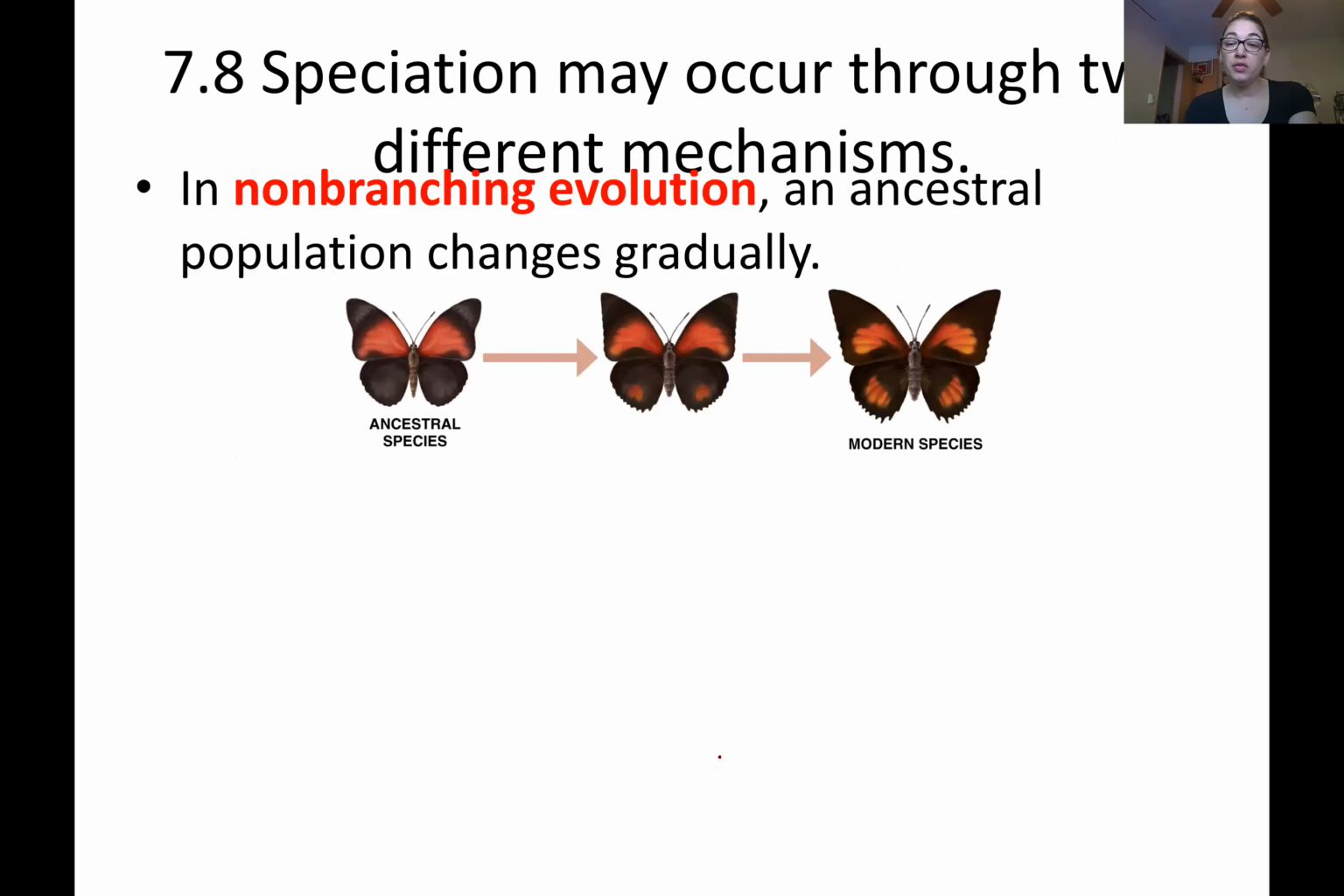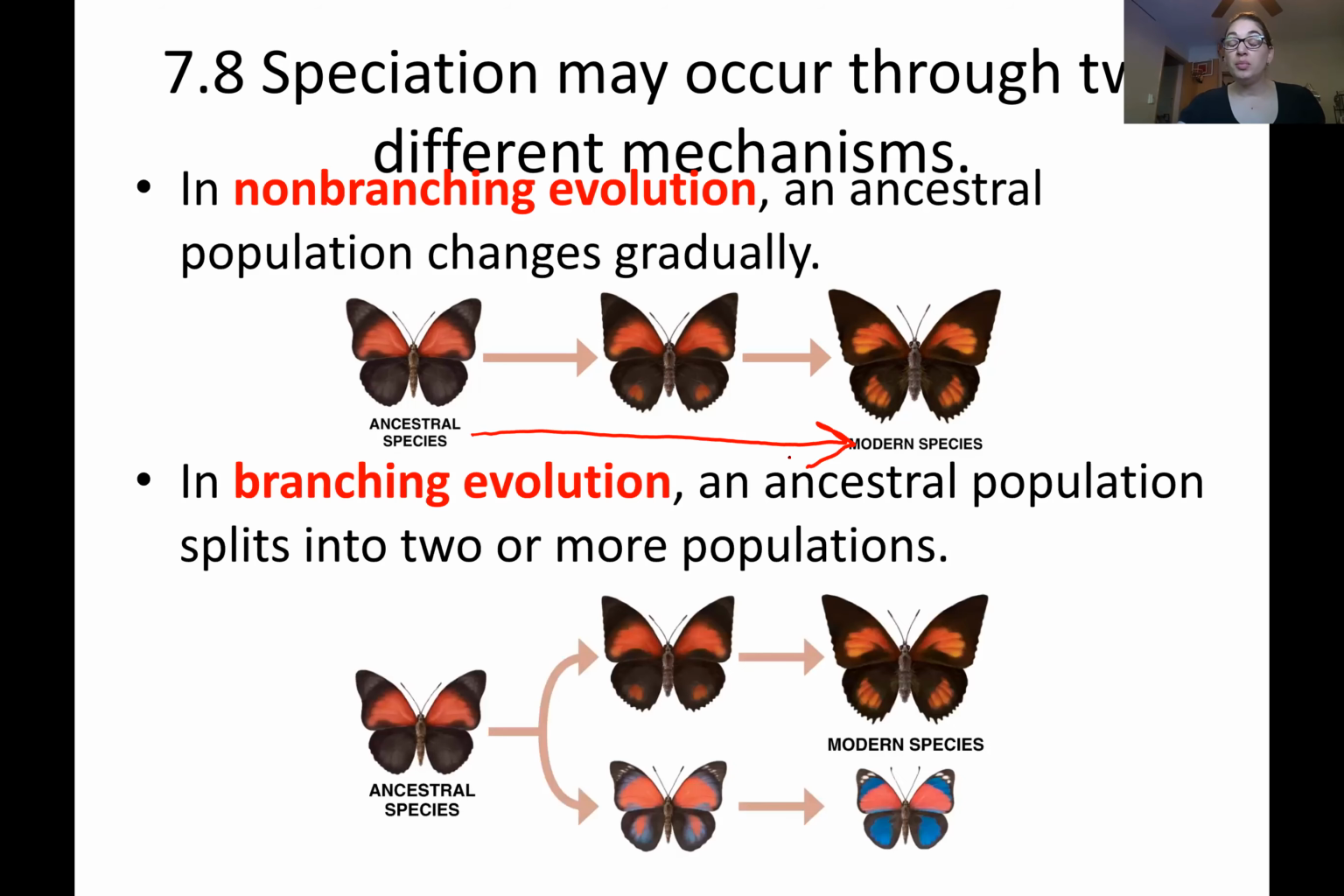So speciation can occur by different mechanisms, two main mechanisms. Non-branching evolution is where an ancestral population changes gradually over time to a new species. So this is a single lineage, a single population, slowly changing over time. In branching evolution, an ancestral population will split into two or more populations. So there are different lineages, and the relationships are different. We have our ancestral species here, and at some point in time, it split into two new populations that created two new species, and they continued to change over time to the modern species that we see today.